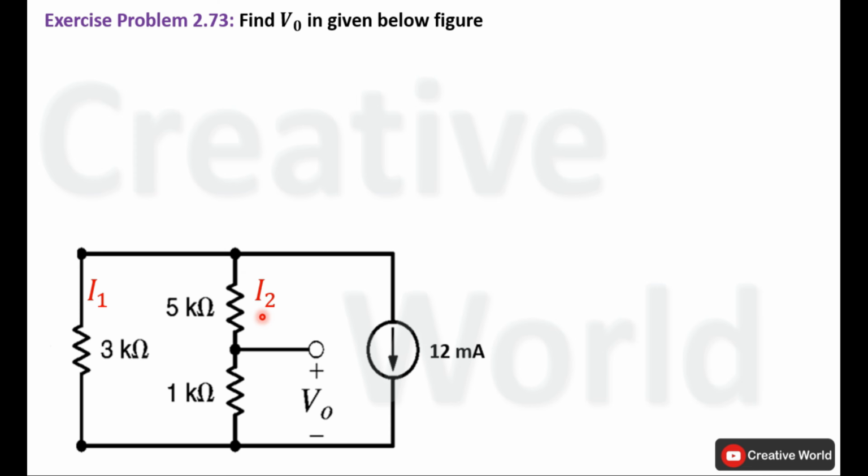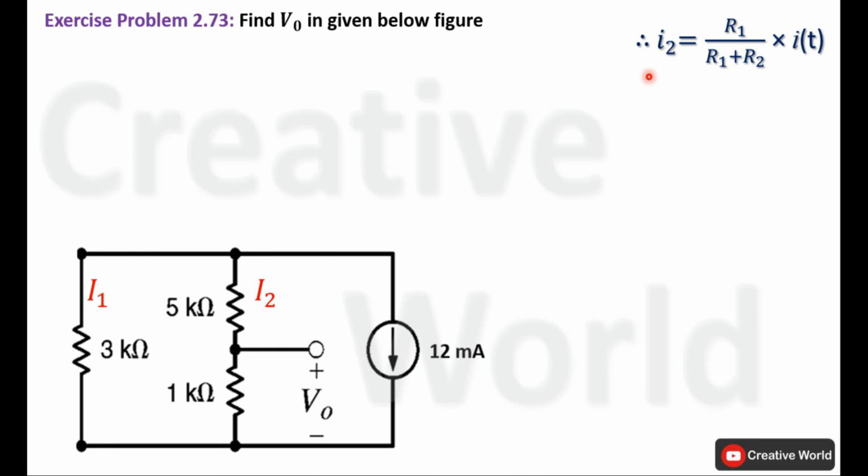For that purpose, we will use this current divider rule equation. I2 is equal to R1 divided by R1 plus R2 multiplied by IT. In this equation, IT is the total supplied current. In our case, it is 12 milliampere. R1 is the resistance of the opposite branch. In this case, it is 3 kilo ohm. And R2 is the resistance of the same branch. In our case, it is the sum of 1 kilo ohm and 5 kilo ohm. So R2 will be 6 kilo ohm.